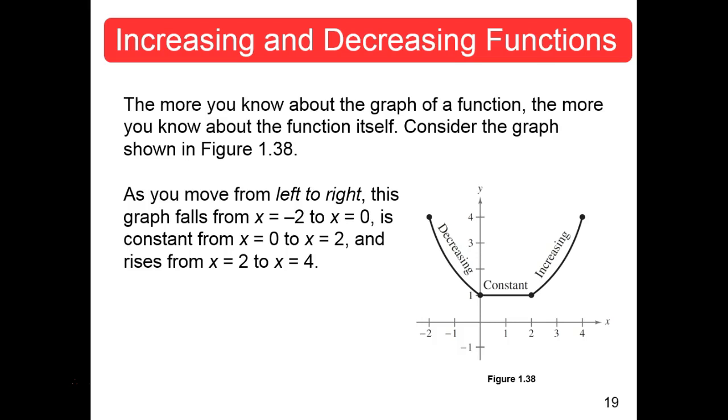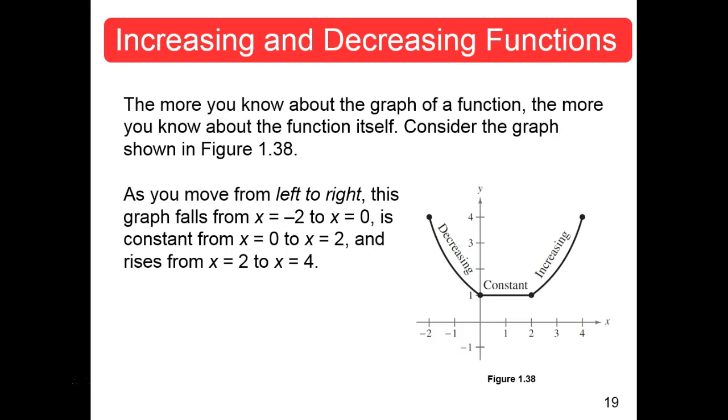Now this one is only defined from -2. How do you know that? There is a closed circle here. There's no more function up here. It's only defined. This has an explicit domain from -2 to +4. Yeah, okay. Only defined there.